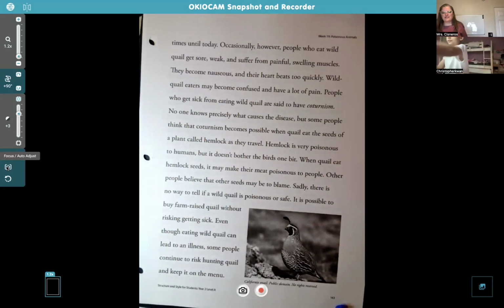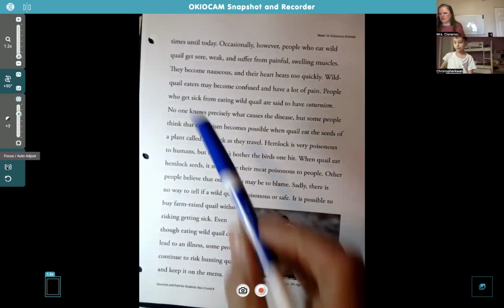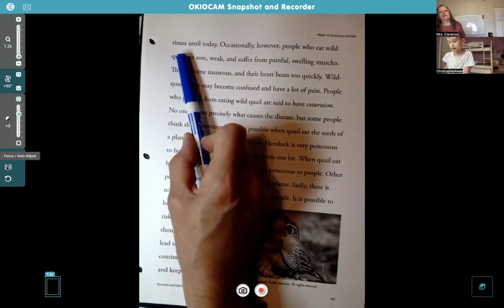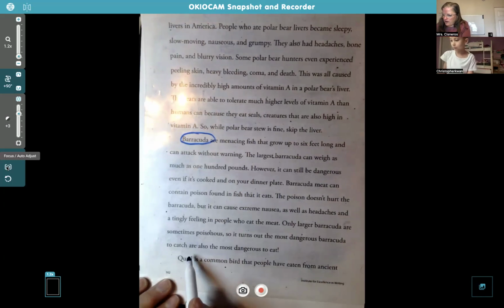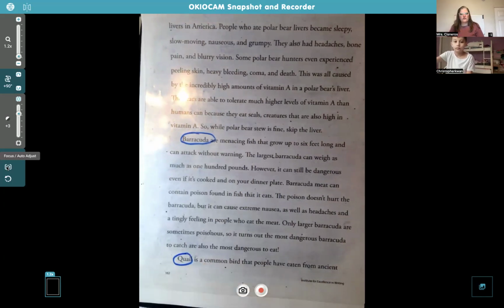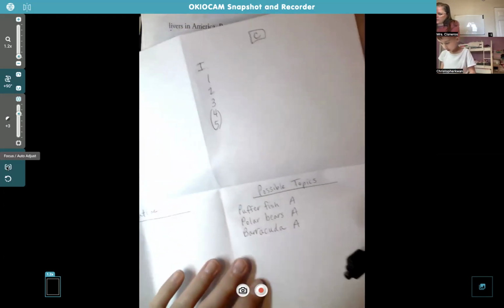So the next page is 163, this one, and you can finish the sentence here. Times until today. Okay, so that paragraph is about quail. Circle quail. And then write quail here.